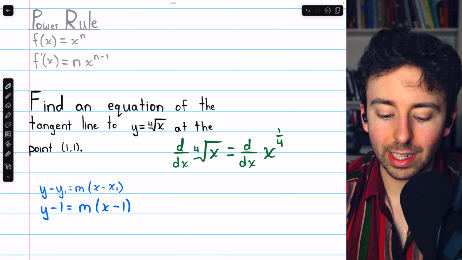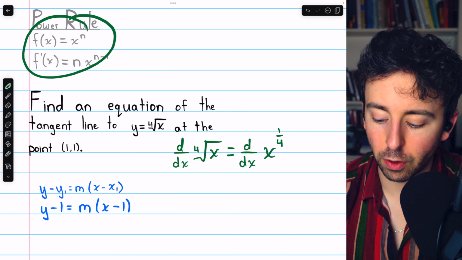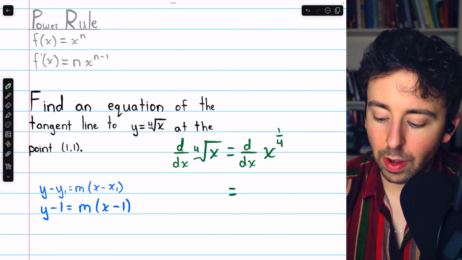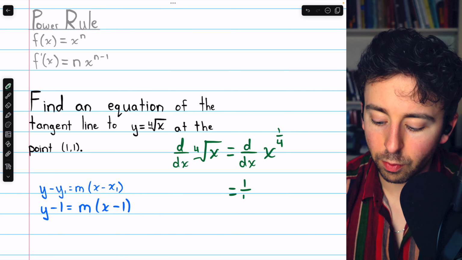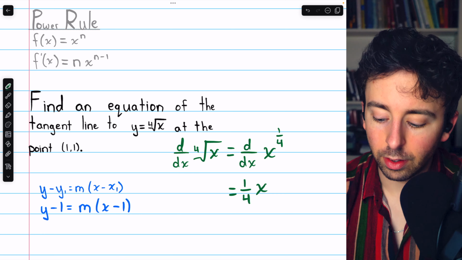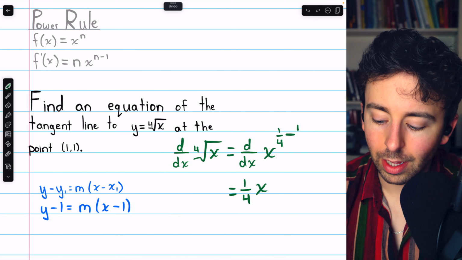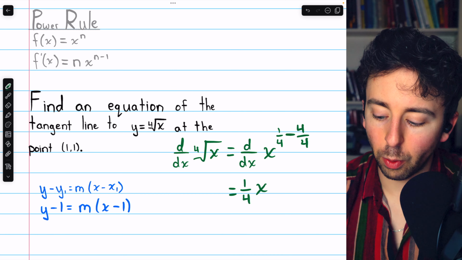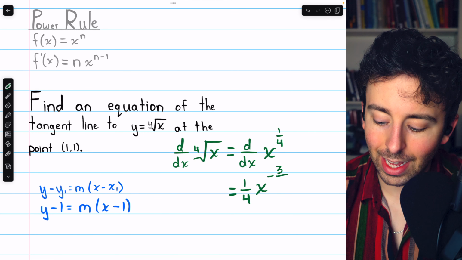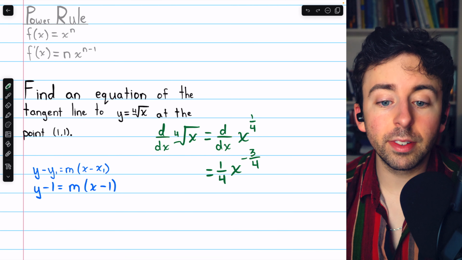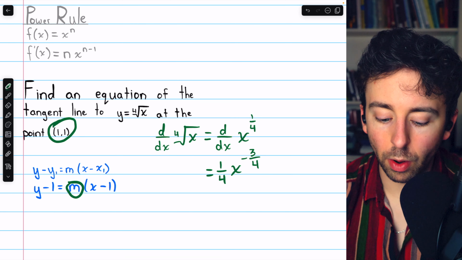And then you can see that we can differentiate it by applying the familiar power rule. To do that, we have to bring the exponent down in front as a factor, so we have 1/4. And then reduce the exponent by 1. So 1/4 minus 1, that's the same as 1/4 minus 4/4, and so that's going to be negative 3/4. That's our new power. But we specifically want the slope at the point (1, 1).